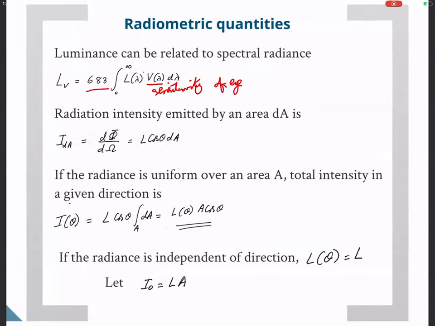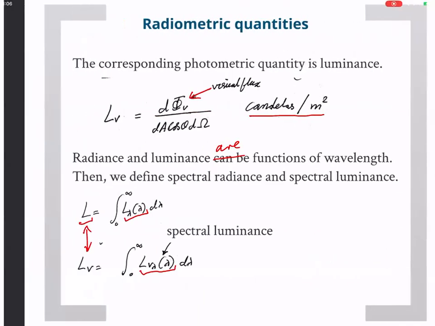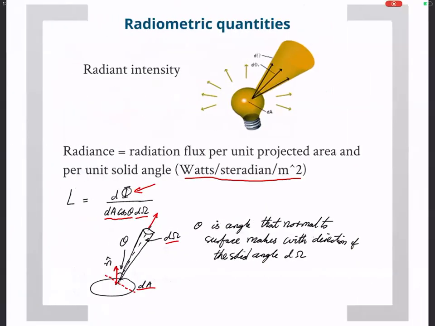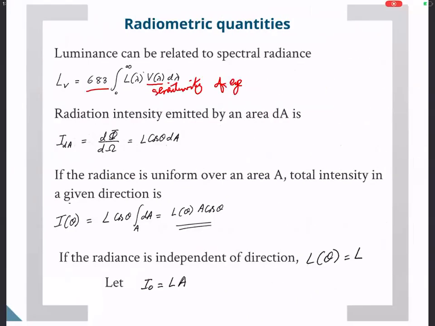And that's true for all the analogous quantities, by the way. Radiation intensity emitted by an area dA is now given by d phi over d omega, which from this expression here will give us L cos theta dA. So remember, dA cos theta was the projected area, and d phi over d omega is now the watts per steradian, or lumens per steradian, or candelas, sorry.